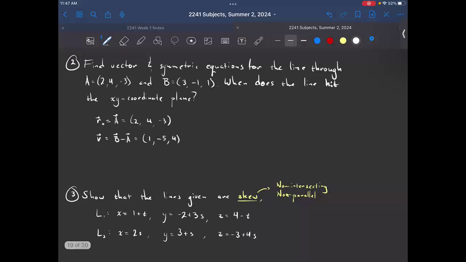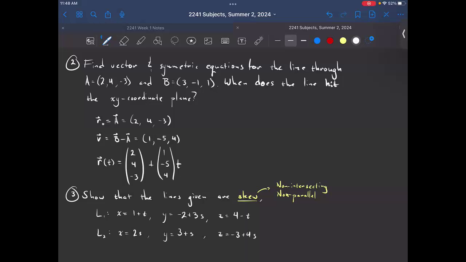And our vector equation will be 2, 4, minus 3. Actually, I'm going to write this vertically. So I'm going to write this as a column vector, minus 3, and then plus 1, minus 5, 4, t. All right, so there's our vector equation.